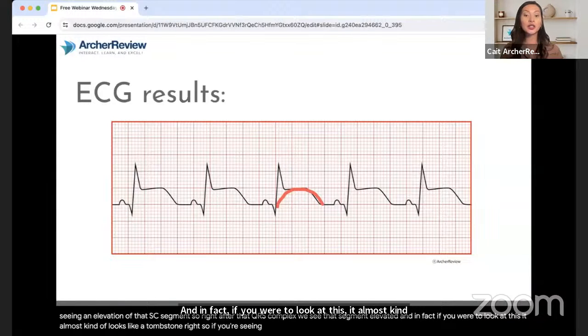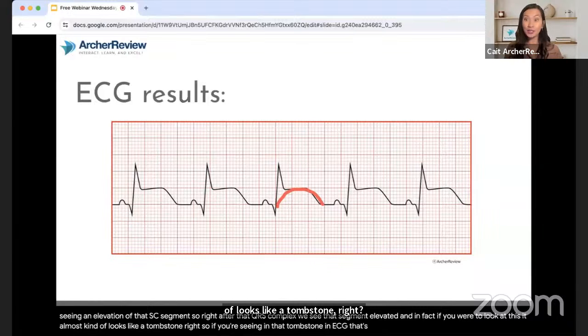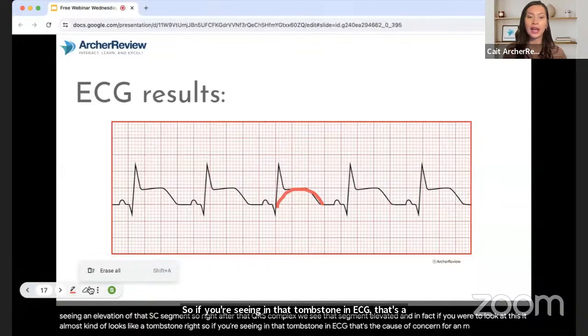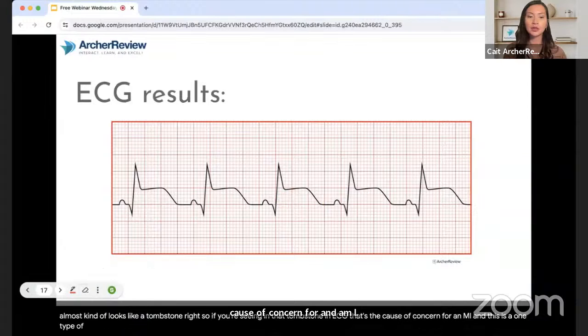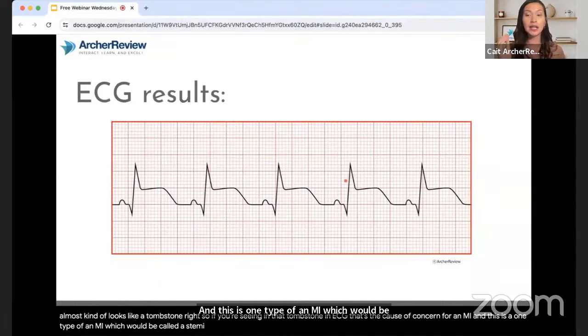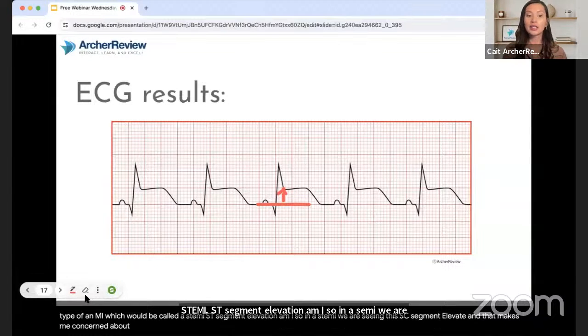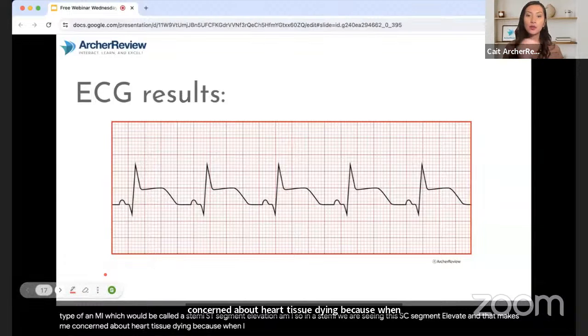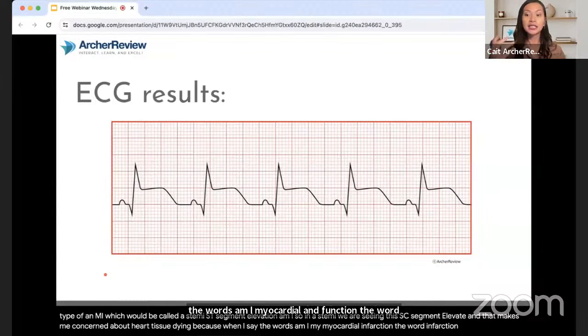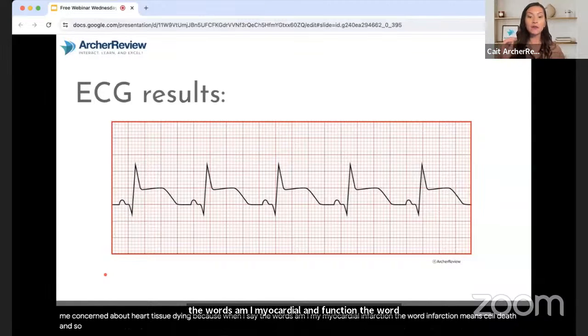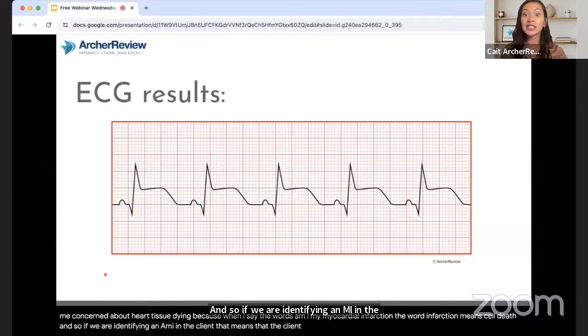So if you're seeing that tombstone in the ECG, that's a cause of concern for an MI. And this is one type of MI, which would be called a STEMI, ST segment elevation MI. So in a STEMI, we are seeing this ST segment elevate, and that makes me concerned about heart tissue dying. Because when I say the words MI, myocardial infarction, the word infarction means cell death. And so if we are identifying an MI in the client, that means that the client is having cell death in their heart. Their heart cells are dying.